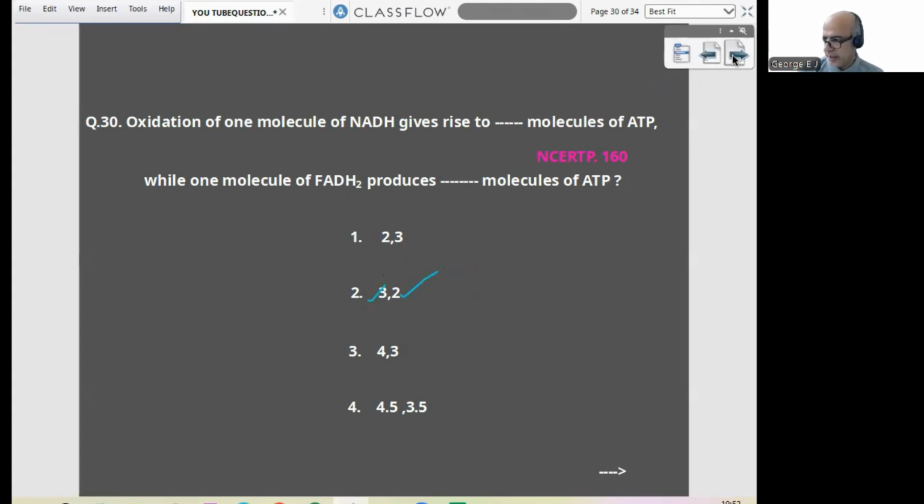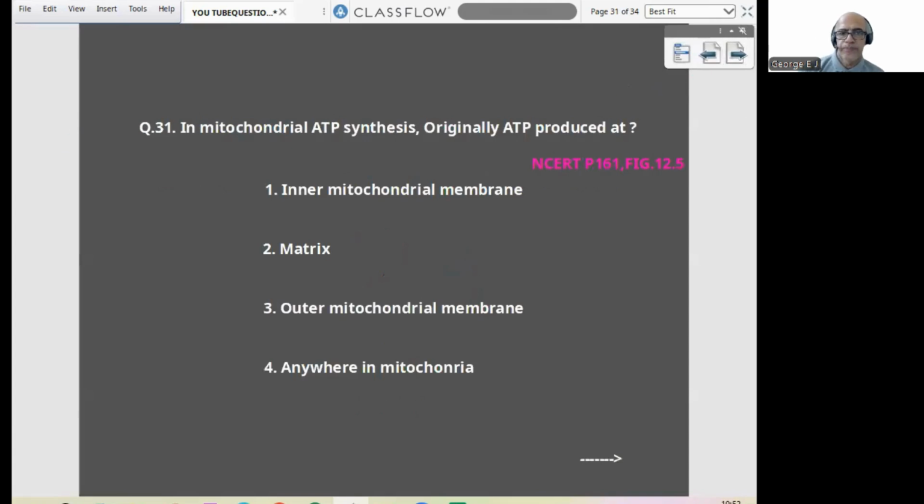Direct NCERT. Now 31. In mitochondrial ATP synthesis, ATP is produced at. We can find a figure in NCERT, 12.5 I think, where ATP production takes place in the mitochondrial matrix. The diagram is clearly there. That is why I told you about the second round. Again, the diagrams will all be asked as questions.